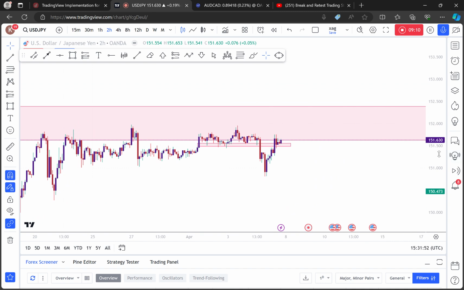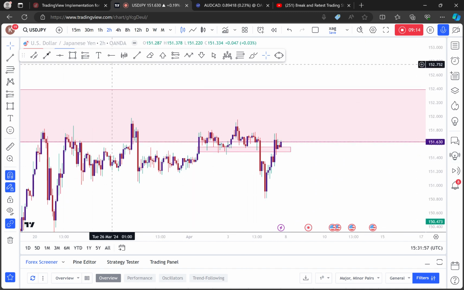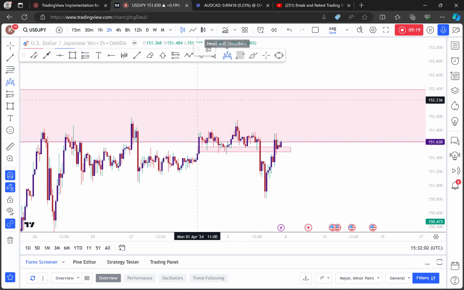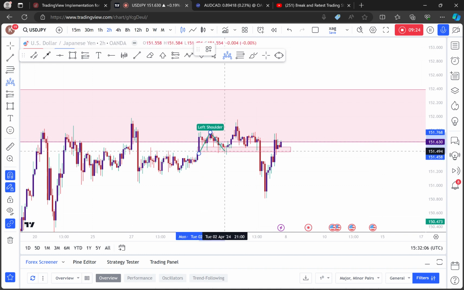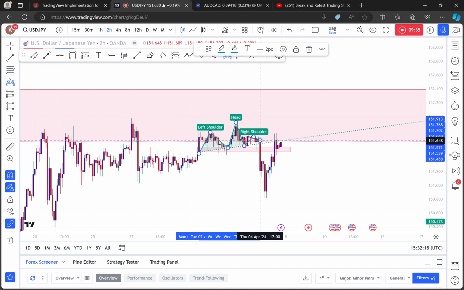The set and forget strategy. Have a look at this. What triggered me to take this trade? There's a chart pattern here. Head and shoulders pattern. Have a look at that. Left shoulder, head. That's all. So currently I'm on sales.